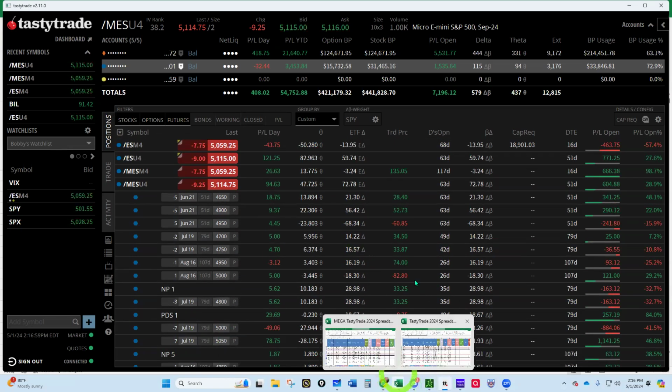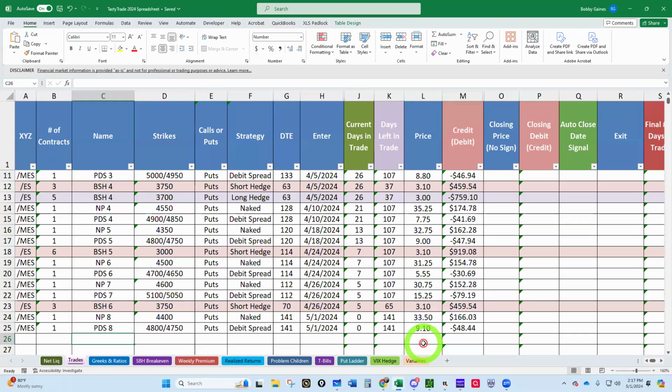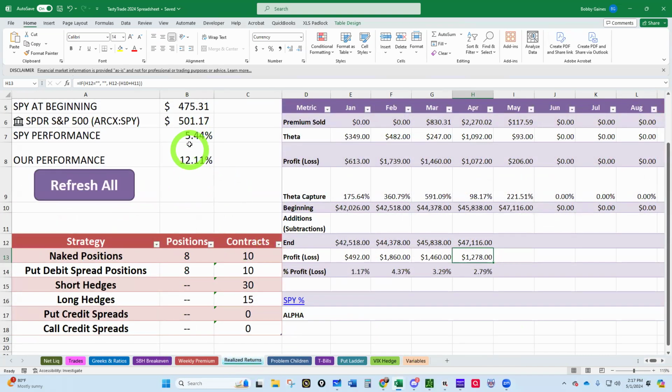Isn't that great? What a great system, y'all. The strategy works, y'all. I mean, here's how you know. Let's go back to it. We are over doubling the market. Let's refresh that to give the market its due. Market's up 5.5%. We're at 12.11%. That's how you do it.